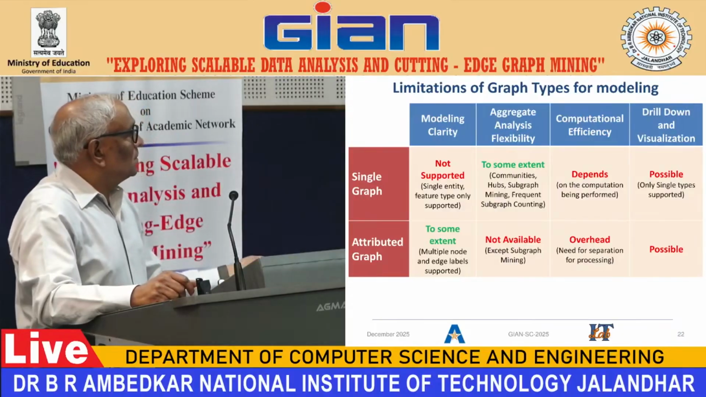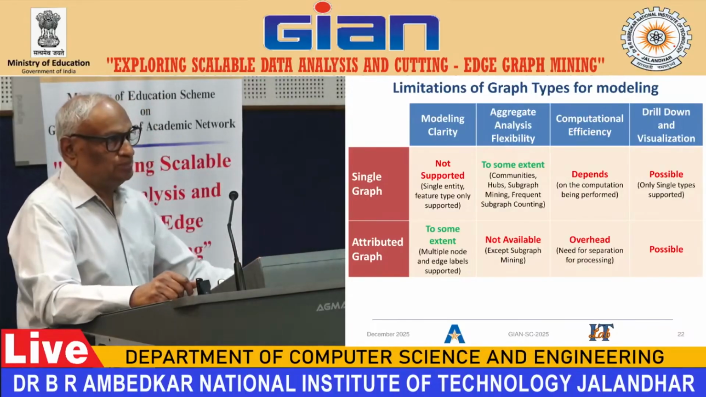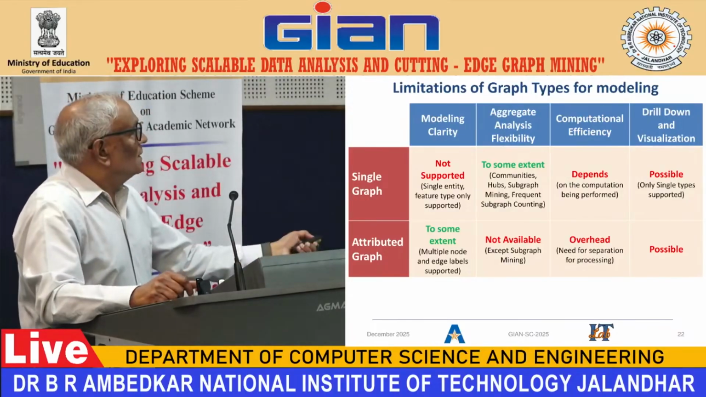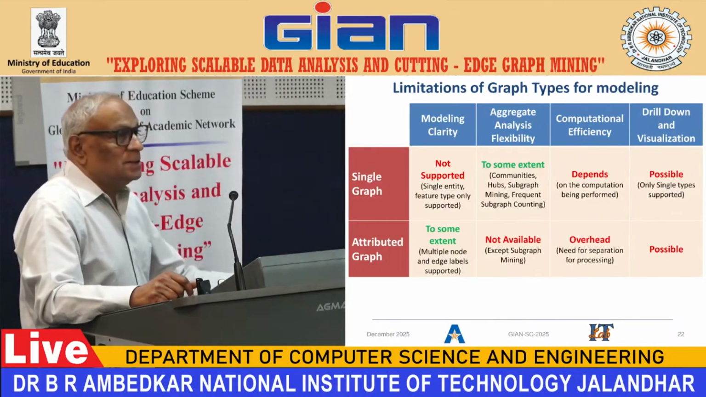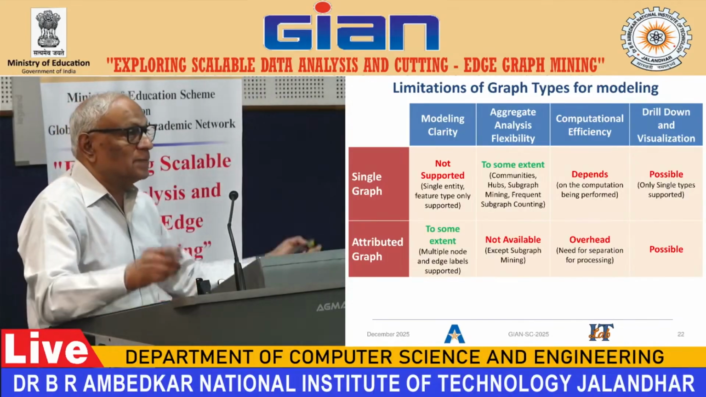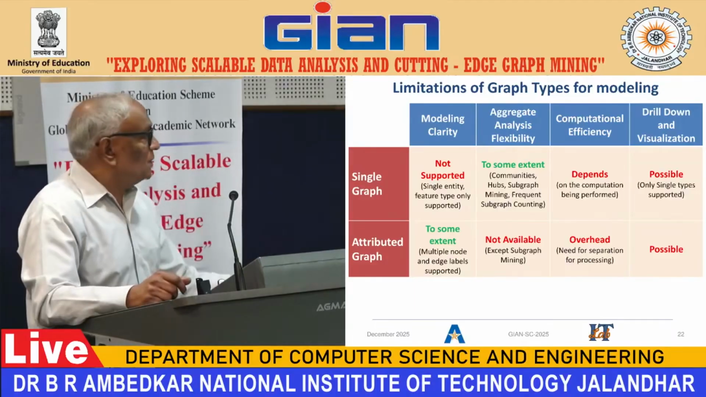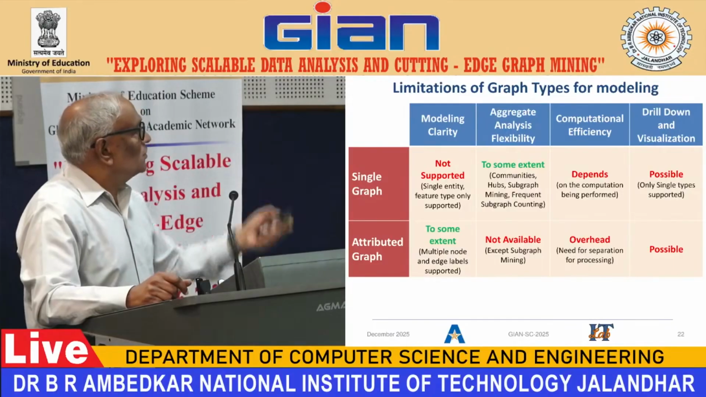When you come to attributed graphs, the modeling clarity is better than this one. Aggregate analysis flexibility is typically not available except for subgraph mining. Computational efficiency, there is overhead for separating the graphs into multiple graphs for processing, and drill down is possible. I'll come to this later.